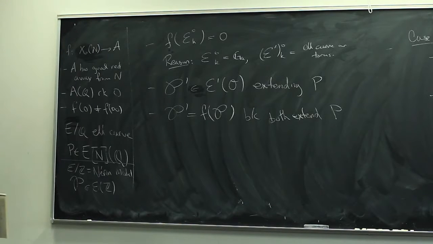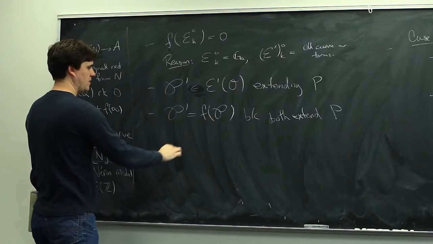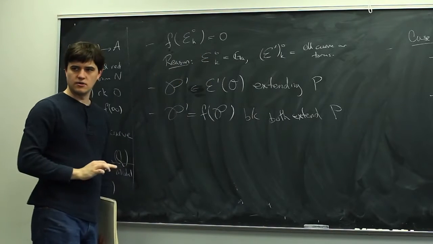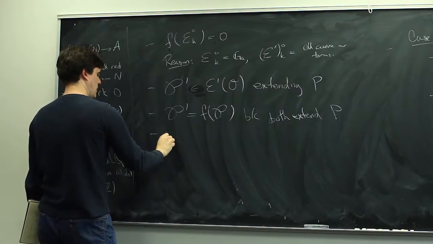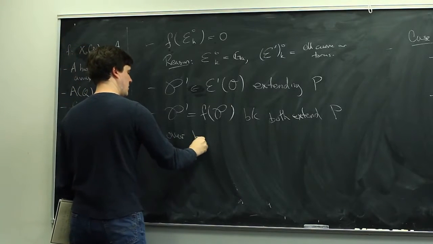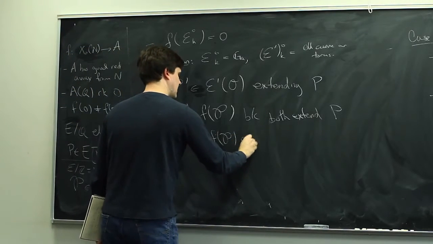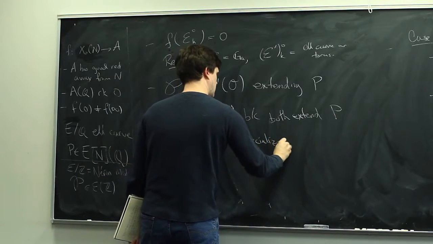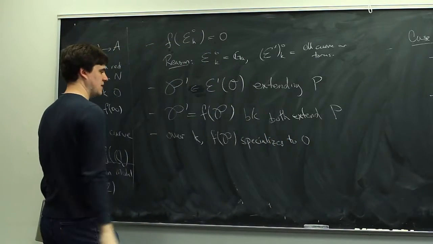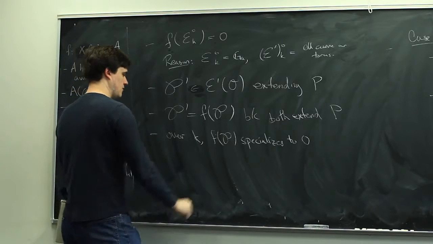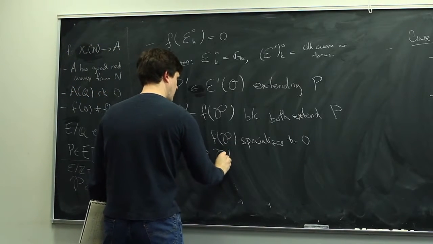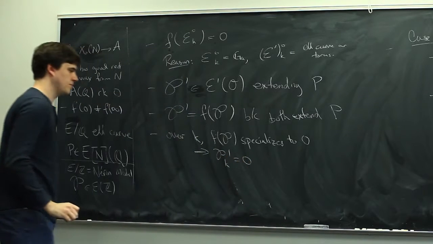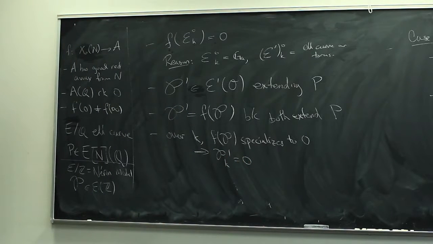And now this is a contradiction, because if I look over k now, this f of P reduces to 0, right? So over k, f of P specializes to 0, because f collapses the entire special fiber. And so that means that P prime over k is equal to 0. But we still have this injectivity on the reduction map of n-torsion, because our ramification index is at most 6, and n is bigger than 7. So that's why we have a contradiction.